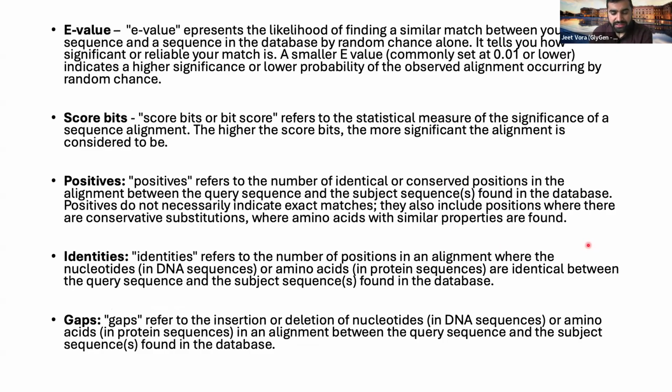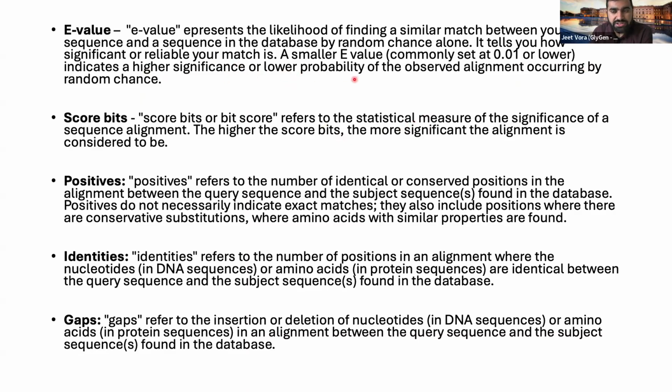Okay, so I talked about e-value, bit scores, positives, identities, and gaps. What in essence do they mean? I'm going to go over those and try to provide some context. The e-value is a statistical number, a value which indicates how reliable your match is, or how biologically meaningful your match is. As I mentioned, it tells you how significant or reliable your match is.